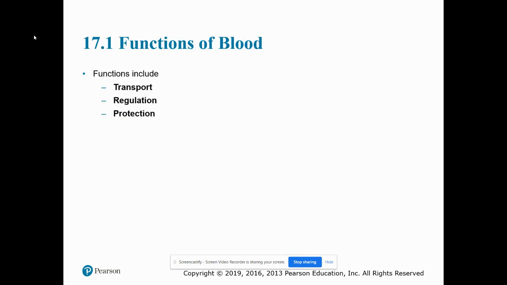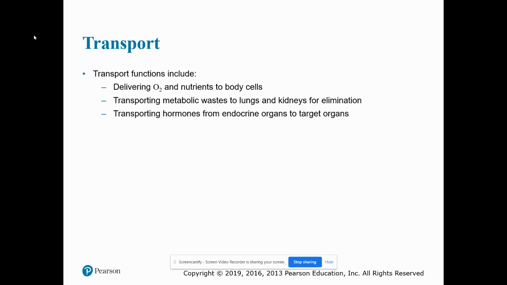Then we have the functions of blood, and they include, first would be transport, and then we have regulation, and then we have protection. And I'm going to talk about each one of these individually. So transport. So blood's going to transport oxygen to the cells of the body, nutrients to the cells of the body. It's going to transport metabolic waste like carbon dioxide to the lungs, nitrogenous waste to the kidneys for elimination.